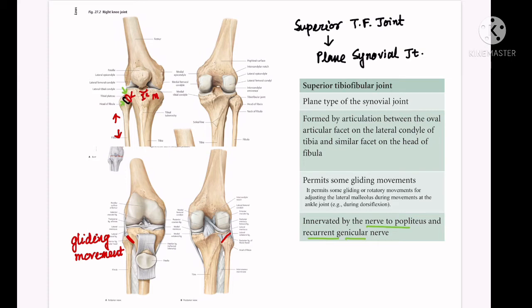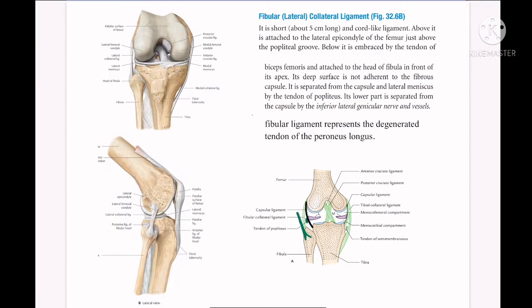Okay. Now I will discuss the fibular collateral ligament, or the lateral collateral ligament. On both sides of the knee joint, there are two collateral ligaments. On the lateral side, there is the lateral or fibular collateral ligament, whereas on the medial side, there is the tibial collateral ligament.